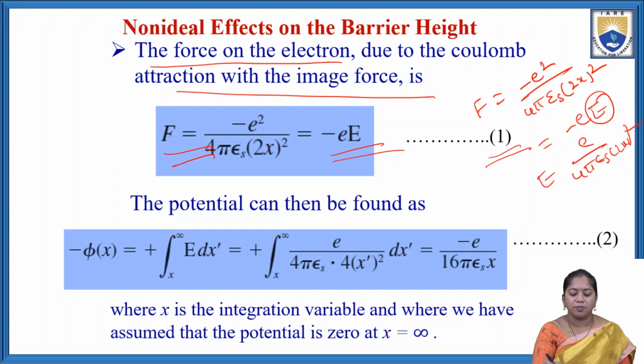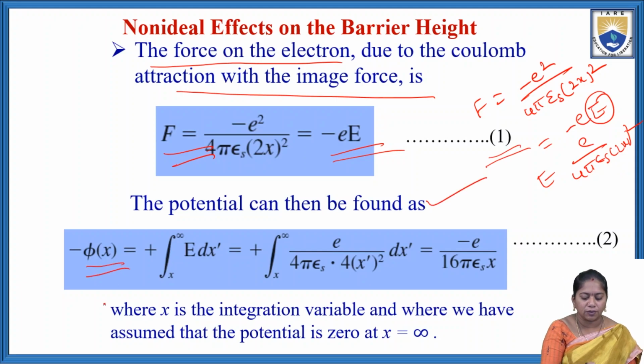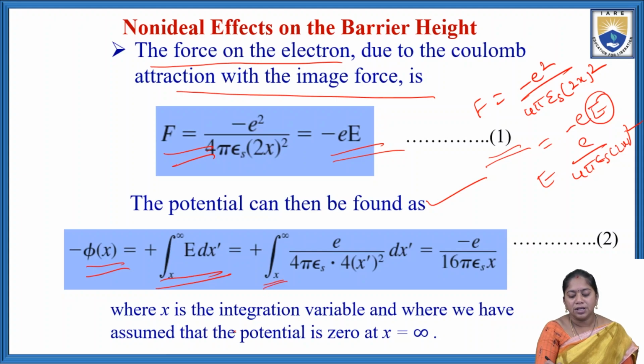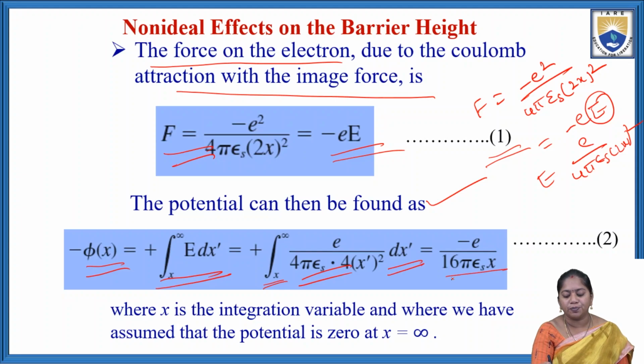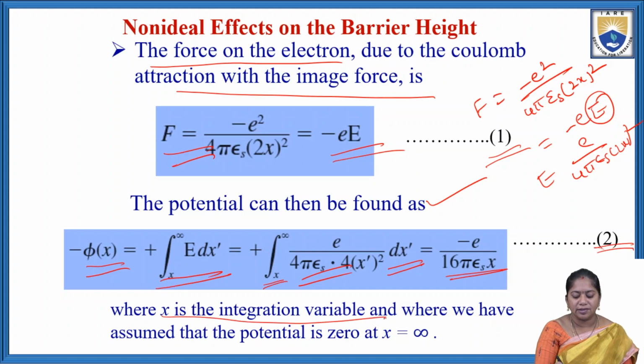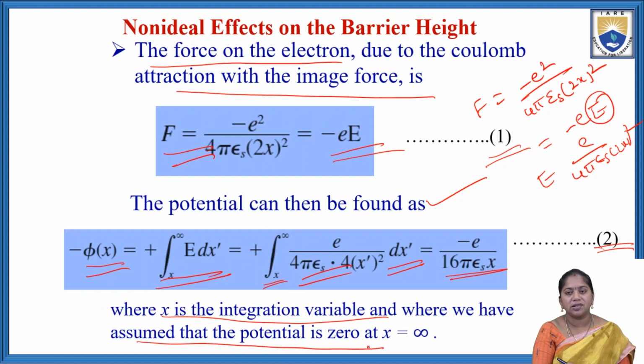The potential can be found as minus phi of x equal to plus the integral from x to infinity of E dx dash. E is e by 4 pi epsilon s into (2x dash) whole squared, which can be written as e by 4 pi epsilon s into 4x dash squared, dx dash, that equals minus e divided by 16 pi epsilon s x. That is equation 2. Here x dash is the integration variable, and we have assumed that the potential is 0 at x equal to infinity.